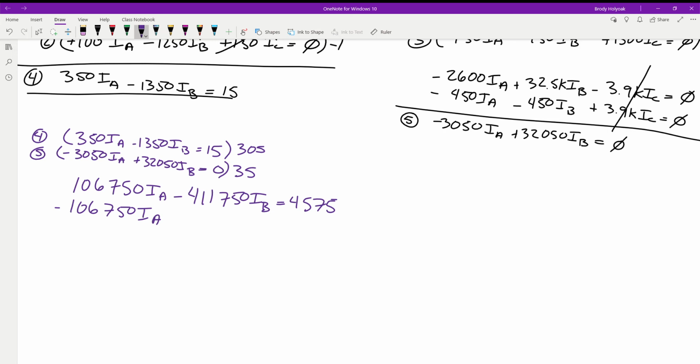So we got, that's going to be a plus 1,1,2,1,750 IB. So 1 million equals 0. At least we can all multiply by 0 in our heads. Now we're going to combine these guys together. IA is going to drop off. So we end up with this value minus the 411,750.